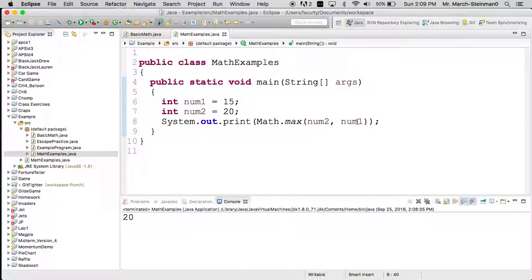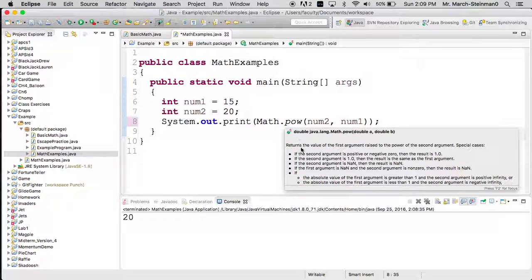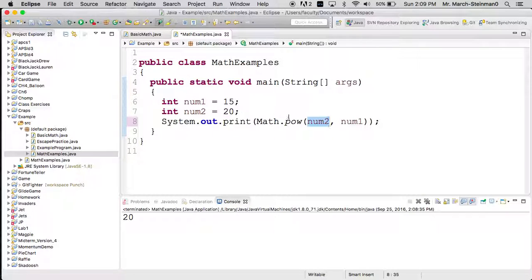We can do something called pow. And what does pow do? Pow returns the value of the first argument raised to the power of the second argument. So the first argument is our base, num1, let's say, raised to the power of our second argument, num2. And first I'm going to change these to doubles so that we can have some slightly more interesting answers. And let's run this.